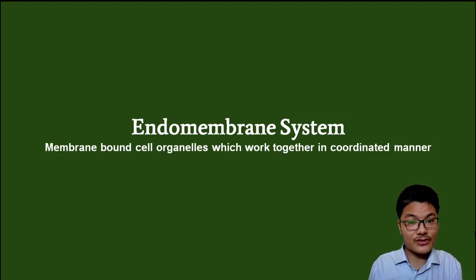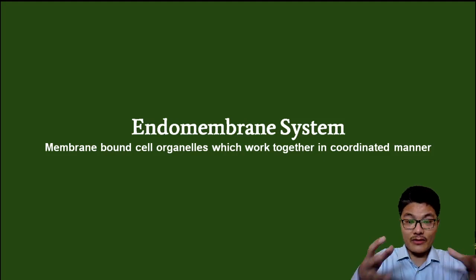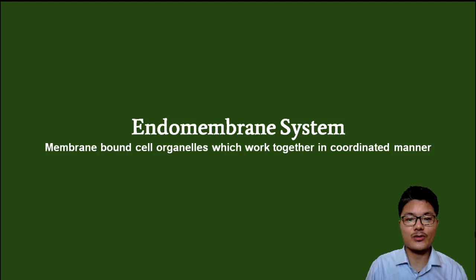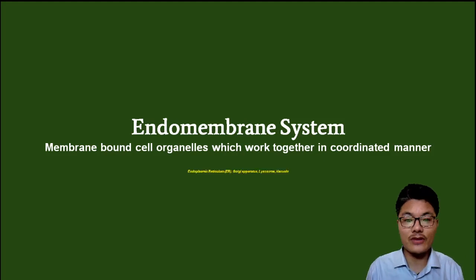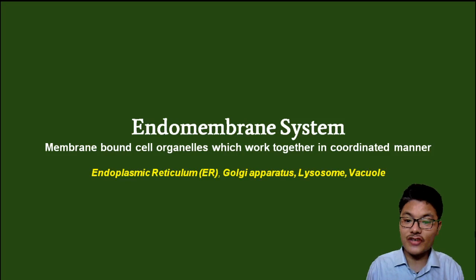Coordinated manner here refers to working together collectively, and their work is usually synchronized, or they function together so that they match their functions, and finally they perform a collective function, a major function, which is the collective product of all the membrane-bound cell organelles. So the endomembrane system includes endoplasmic reticulum, Golgi apparatus, lysosome, and vacuole. All these are membrane-bound cell organelles, and they are working together cooperatively, and their work is coordinated.